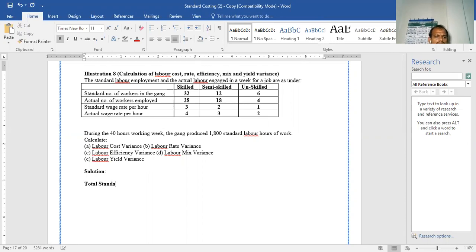Total standard hours: 50 workers into 40 hours, 2000 hours. Before going to the actual, we'll calculate each category.